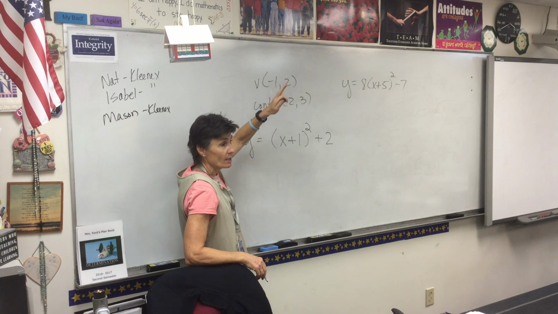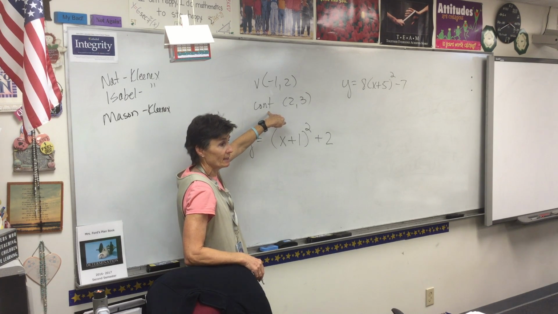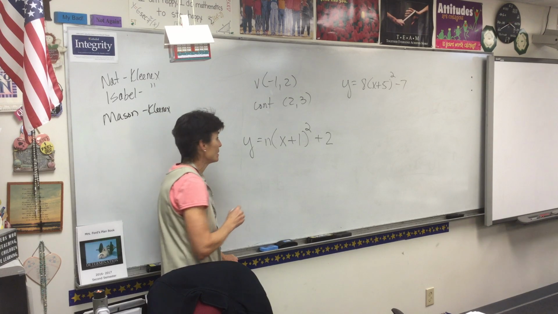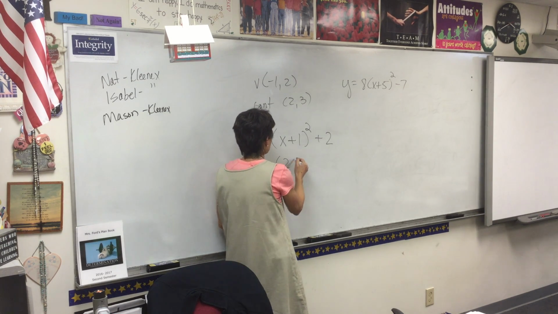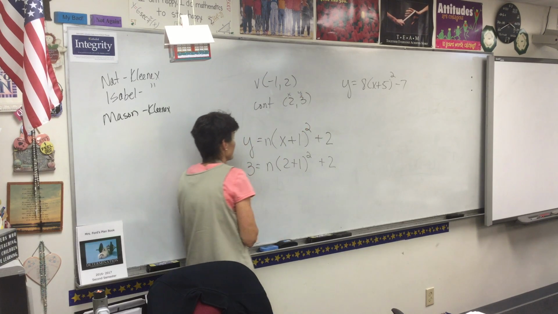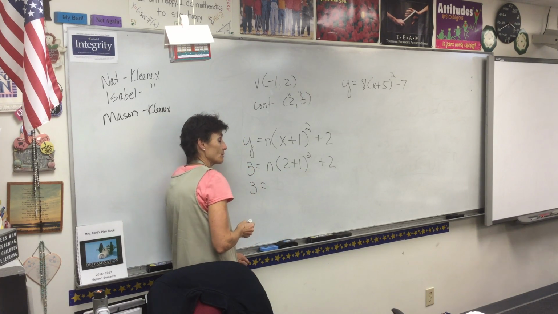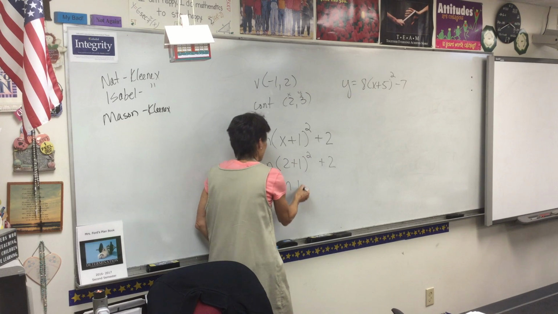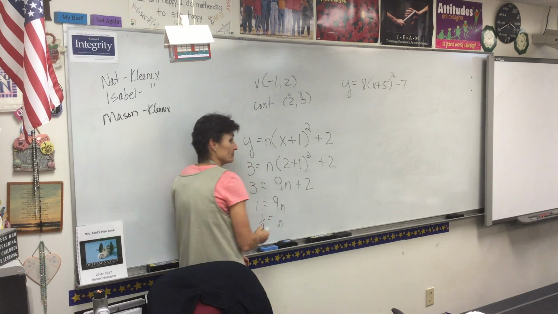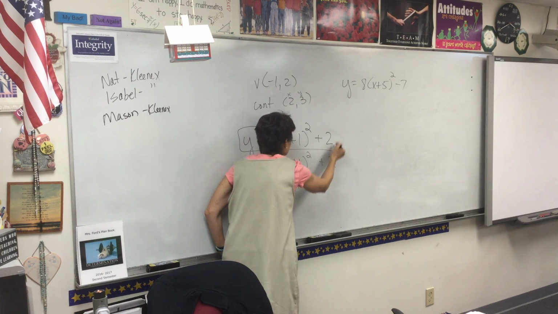Everybody with me? Now, they didn't give you this for nothing. There's a reason you have this information. You need to plug in that point to figure out that leading coefficient. So 3 equals n times (2 plus 1) squared plus 2. Putting in 3 for y, this is x and y. So 3 equals, be careful on the arithmetic, 2 plus 1 is 3, but squared is 9, so that's 9n. So n is 1/9. And the answer that goes in the answer blank is 1/9 right here. That's it.